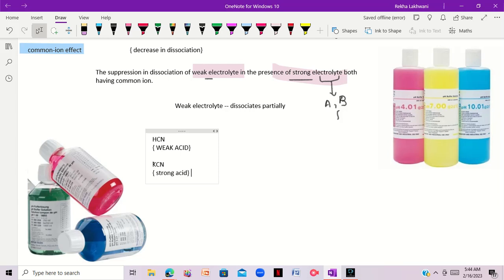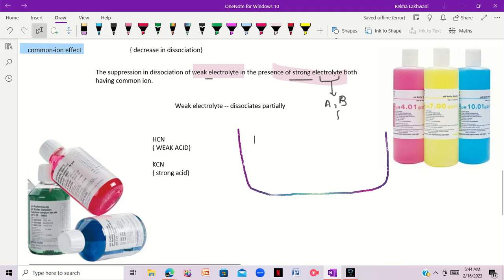Okay, let's prepare a container over here. Let's say that this is a container, right? Now, what do we have over here? Okay. Now, as we know that this hydrogen cyanide is a weak electrolyte, there will be a partial dissociation.